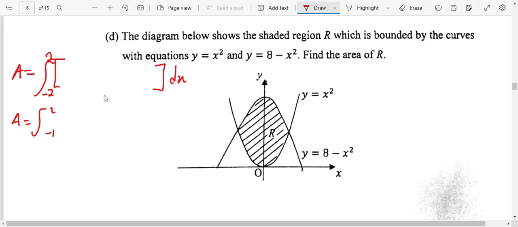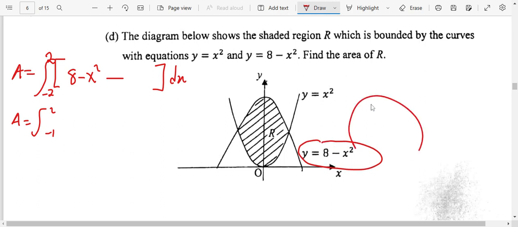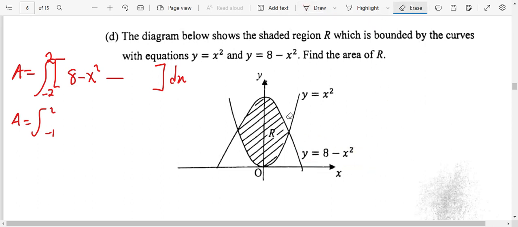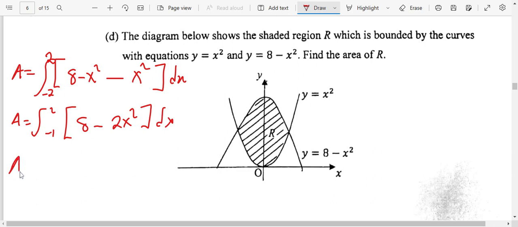Yeah, you start with the one giving you maximum, that is 8 minus x squared, and then minus the one giving you minimum. So the one giving us maximum is this one. You can see that's the one which goes on top. And then minus the one giving us a minimum. Now this is the one which goes down, which is the x squared. So if we simplify this, we're going to get 8 minus 2x squared dx. And then now we can integrate.